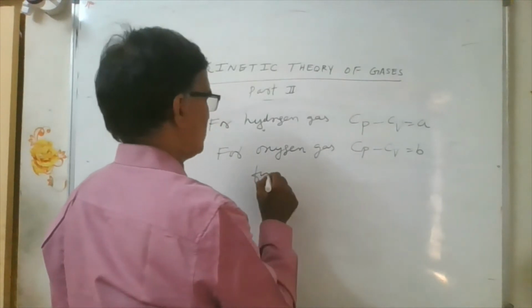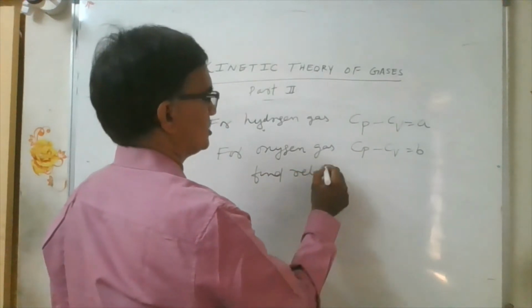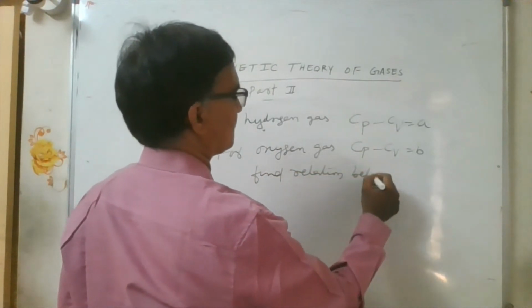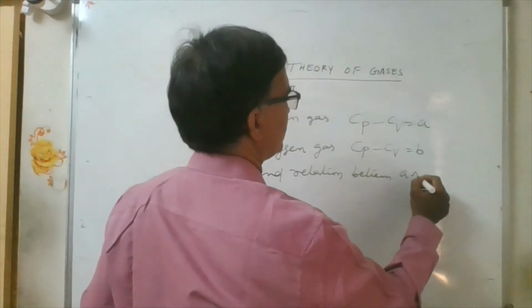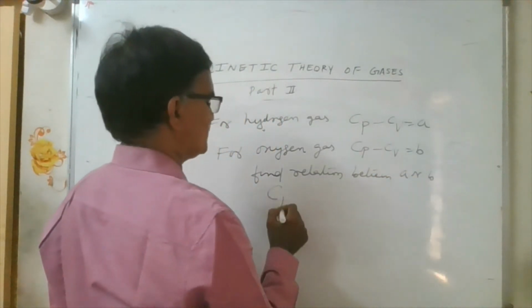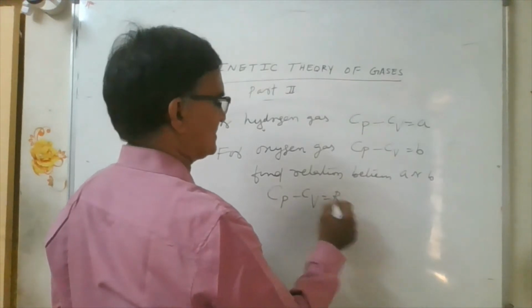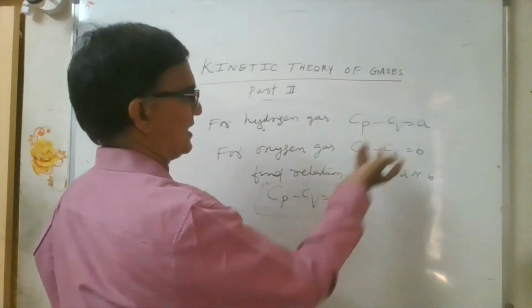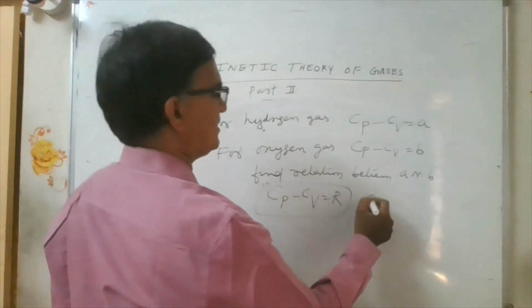Then find the relation between A and B. So you know Cp minus Cv is equal to R, molar heat capacity, that is constant, R only. So what is the relation between A and B? A is equal to B.